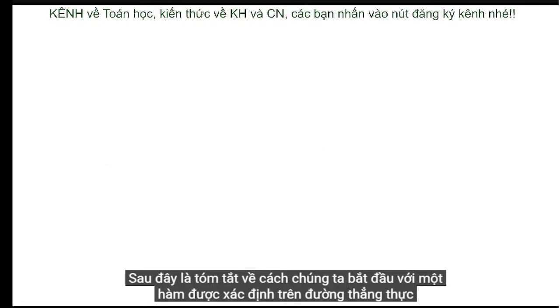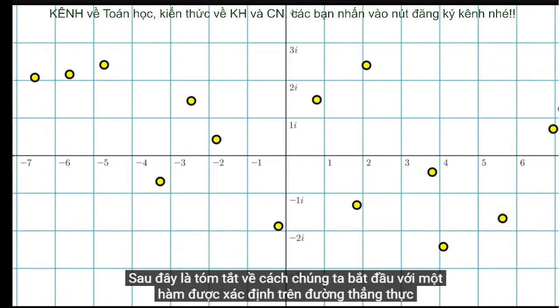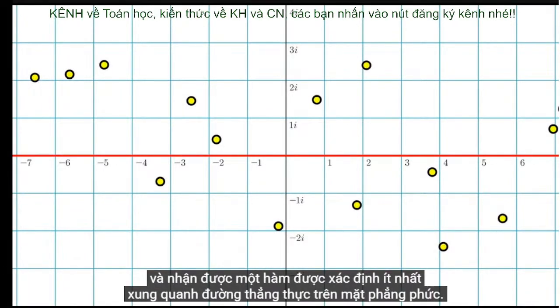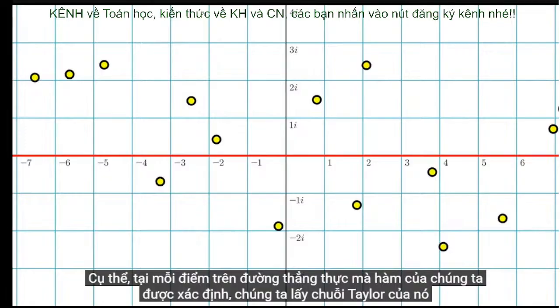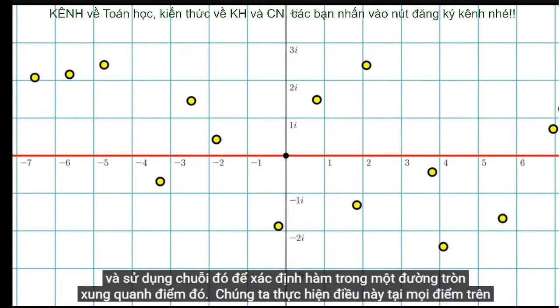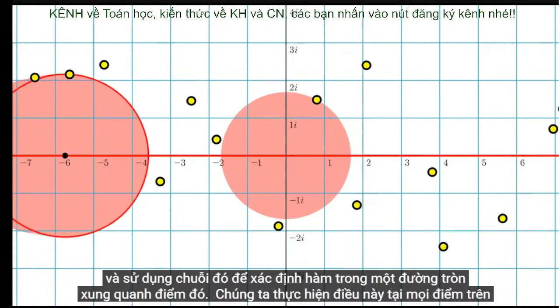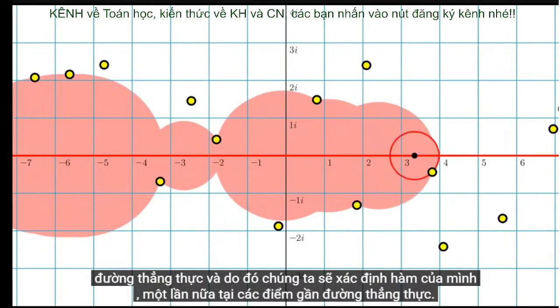So here's a summary of how we start with a function that's defined on the real line and get a function that's defined at least around the real line in the complex plane. Namely, at each point on the real line where our function is defined, we take its Taylor series, and we use that to define the function in a circle around that point. We do this at every point on the real line, and thus we end up defining our function, again, at points near the real line.